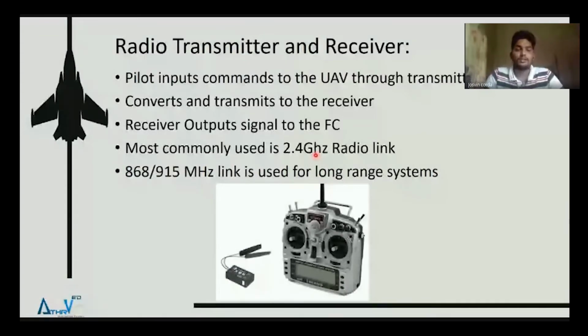So the other aspect of the radio link is the receiver. It gets this radio signal and converts it into a protocol. A protocol is basically a signal that the FC might understand. Usually we have PWM, pulse width modulation, PPM, S-bus, CRSF, and others. The most commonly used is S-bus, because it is a serial bus protocol. You can carry all the signals over a single wire.